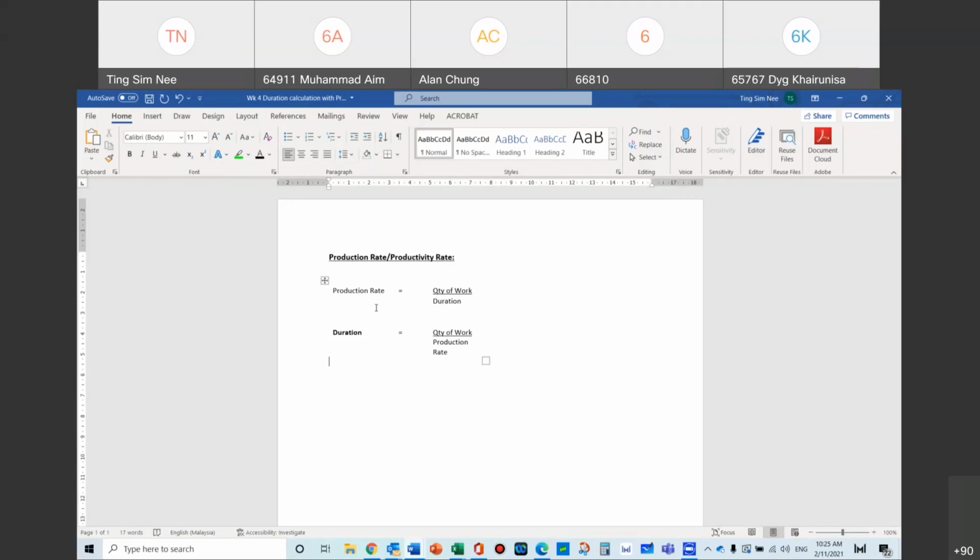And then from the production rate, you will know your gang duration to do that particular activity. So that duration will form the most important part of your schedule. Then from there, if you don't do anything else, this is the basic that you must do.